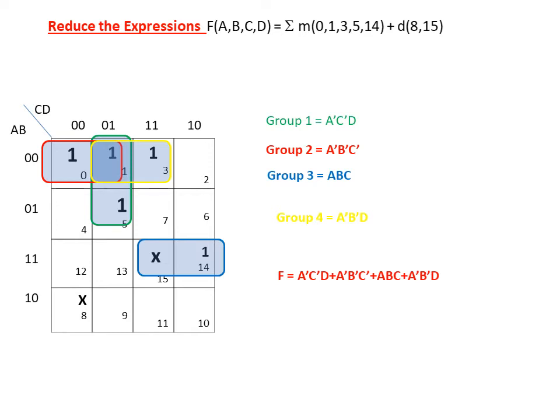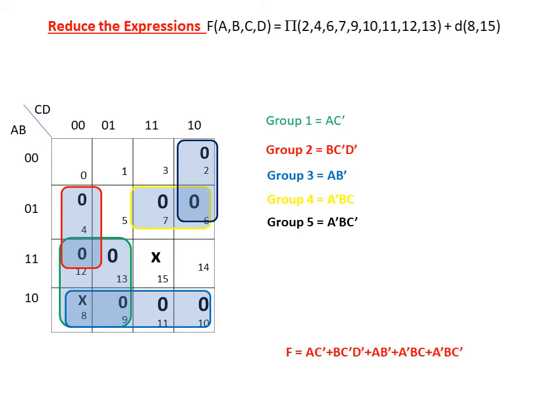For this SOP expression, the don't cares are 8 and 15. This red cell grouping, we can group these two ones, or we can group with the 0 and 8 combination. The two possibilities of grouping are there. So all groupings can be made with two-cell grouping. So the answer is written.